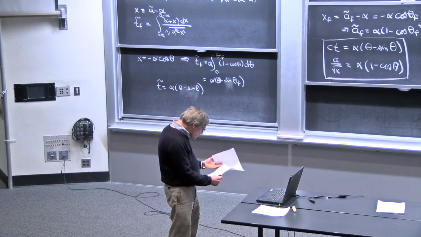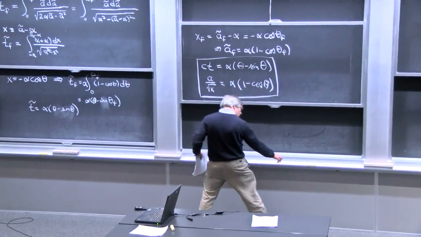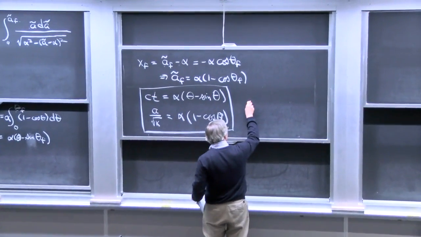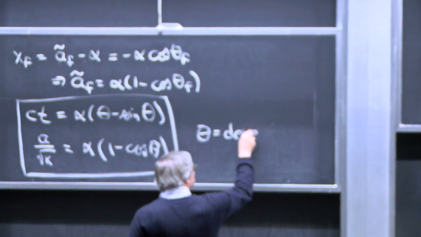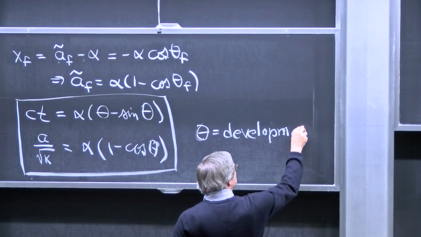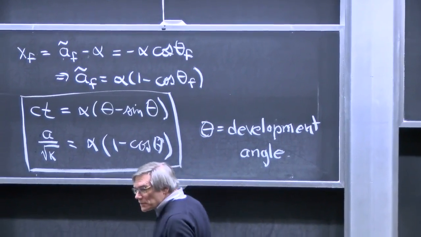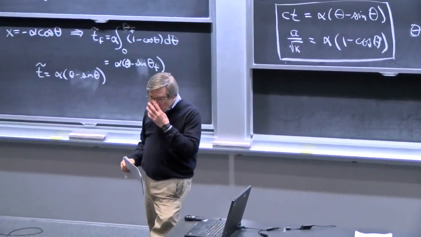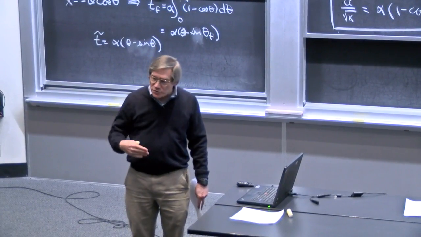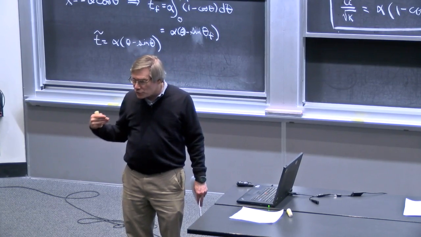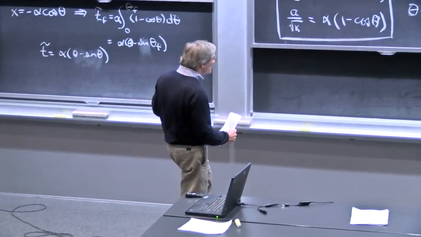OK, let me just mention that this angle theta is sometimes given a name. It's called the development angle of the universe, or of the solution. And that is just intended to have the connotation that theta describes how developed the universe is. And theta has a fixed scale. It always goes from 0 to 2 pi over the lifetime of this closed universe, no matter how big the closed universe might be. That brings me to the next question I want to mention.